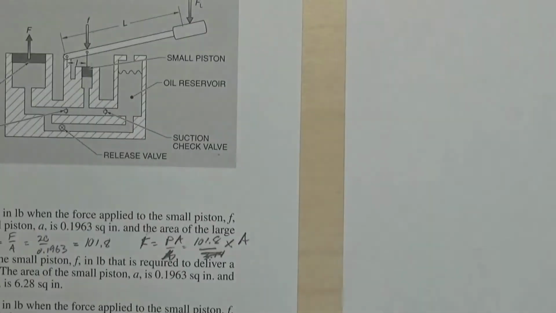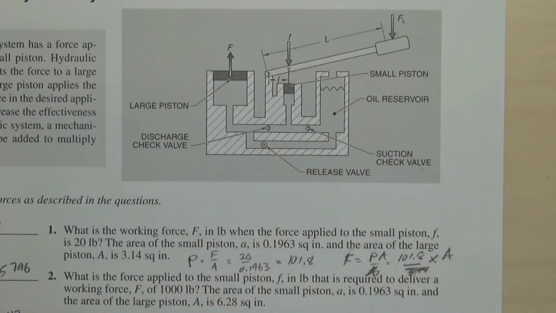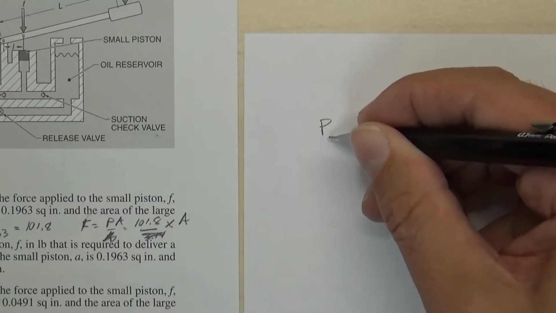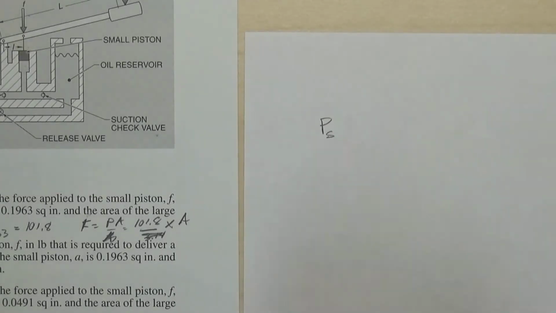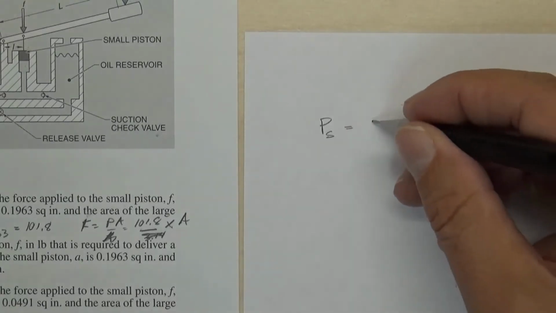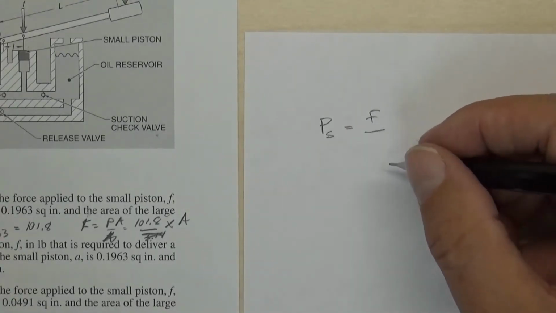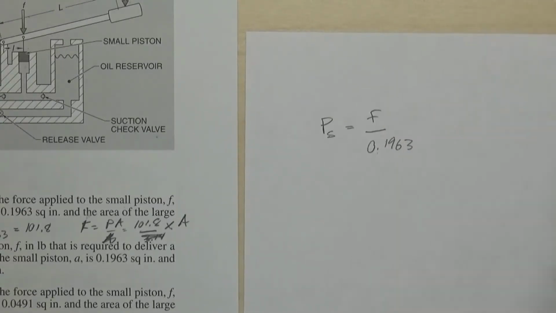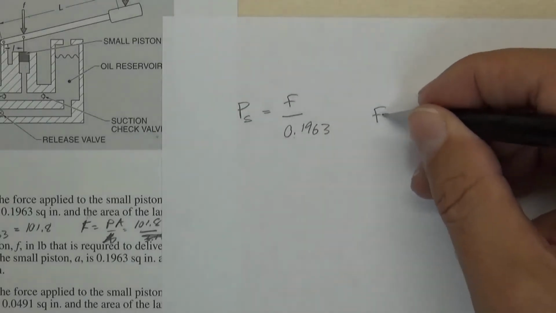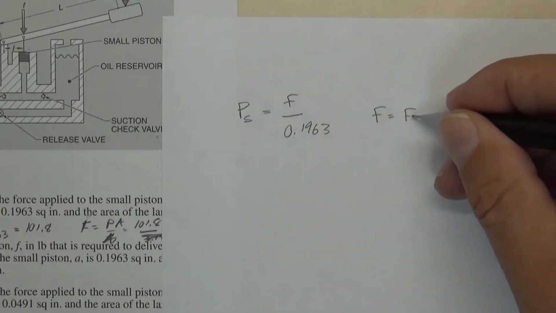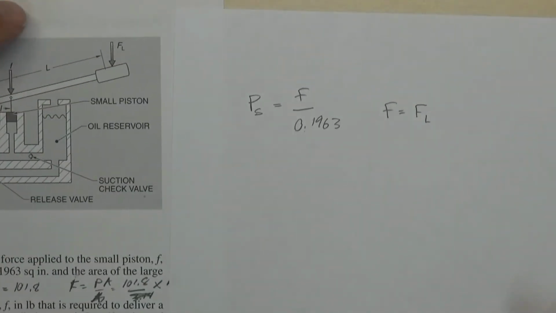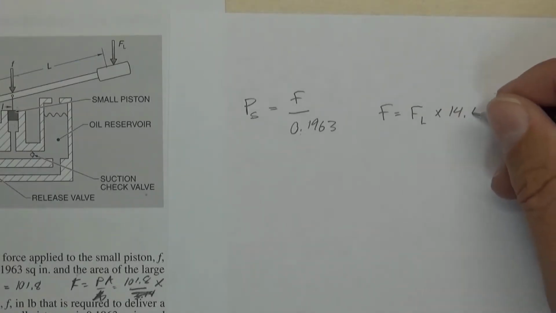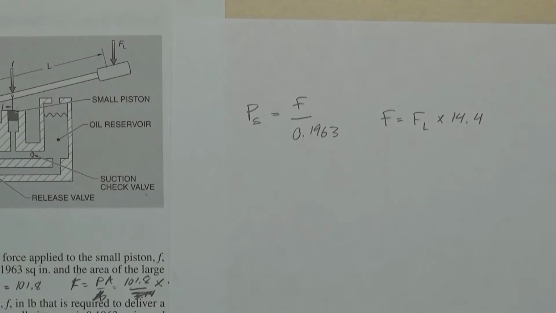But we've done this many, many times. It's really just going to be the ratio of the areas, but we can just go ahead and do it the long way. I'm going to first find the pressure in the small chamber. I'll just call it P sub S. And that's going to be equal to little f divided by the area, which is 0.1963, and little f is equal to F sub L, that's this force here, times our mechanical advantage, 14.4.